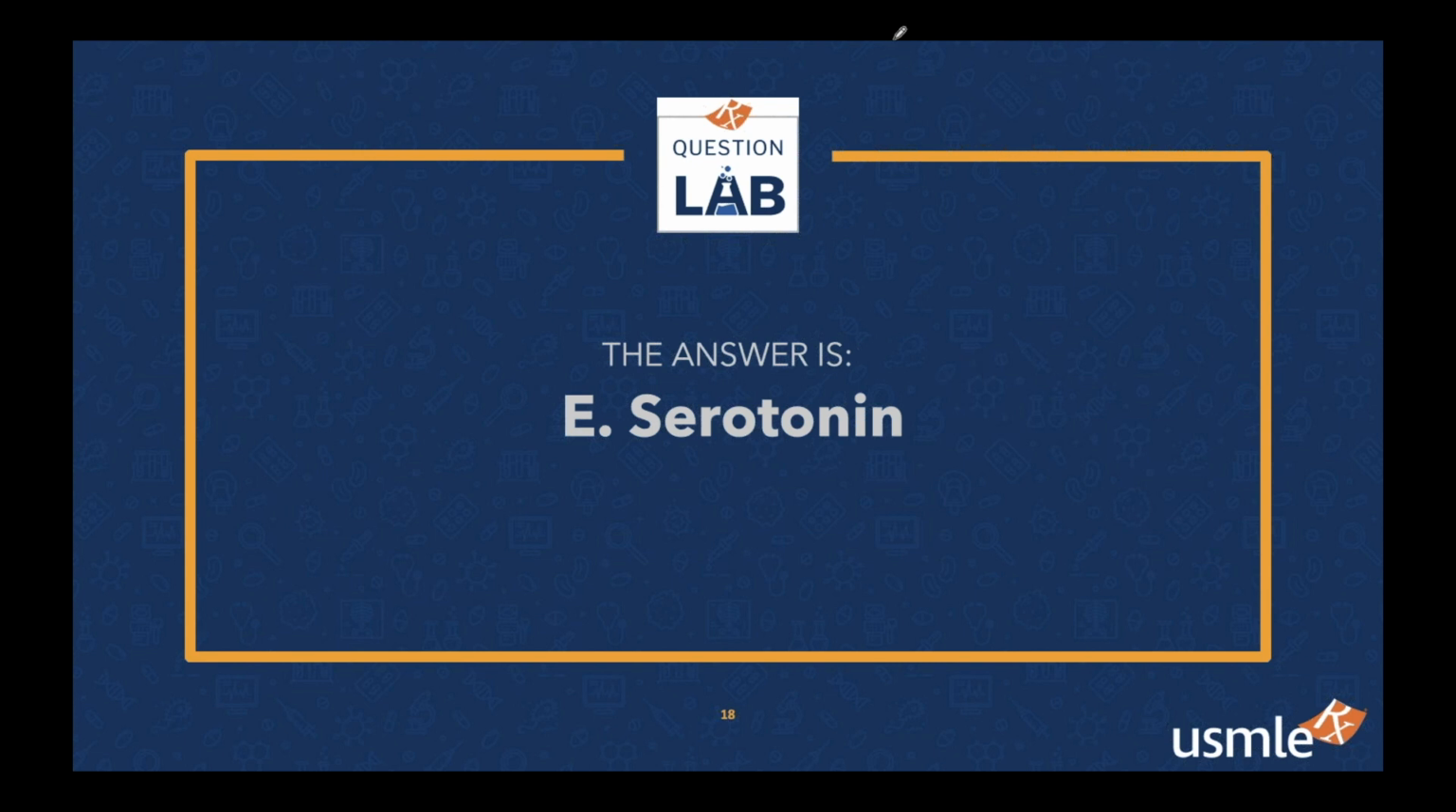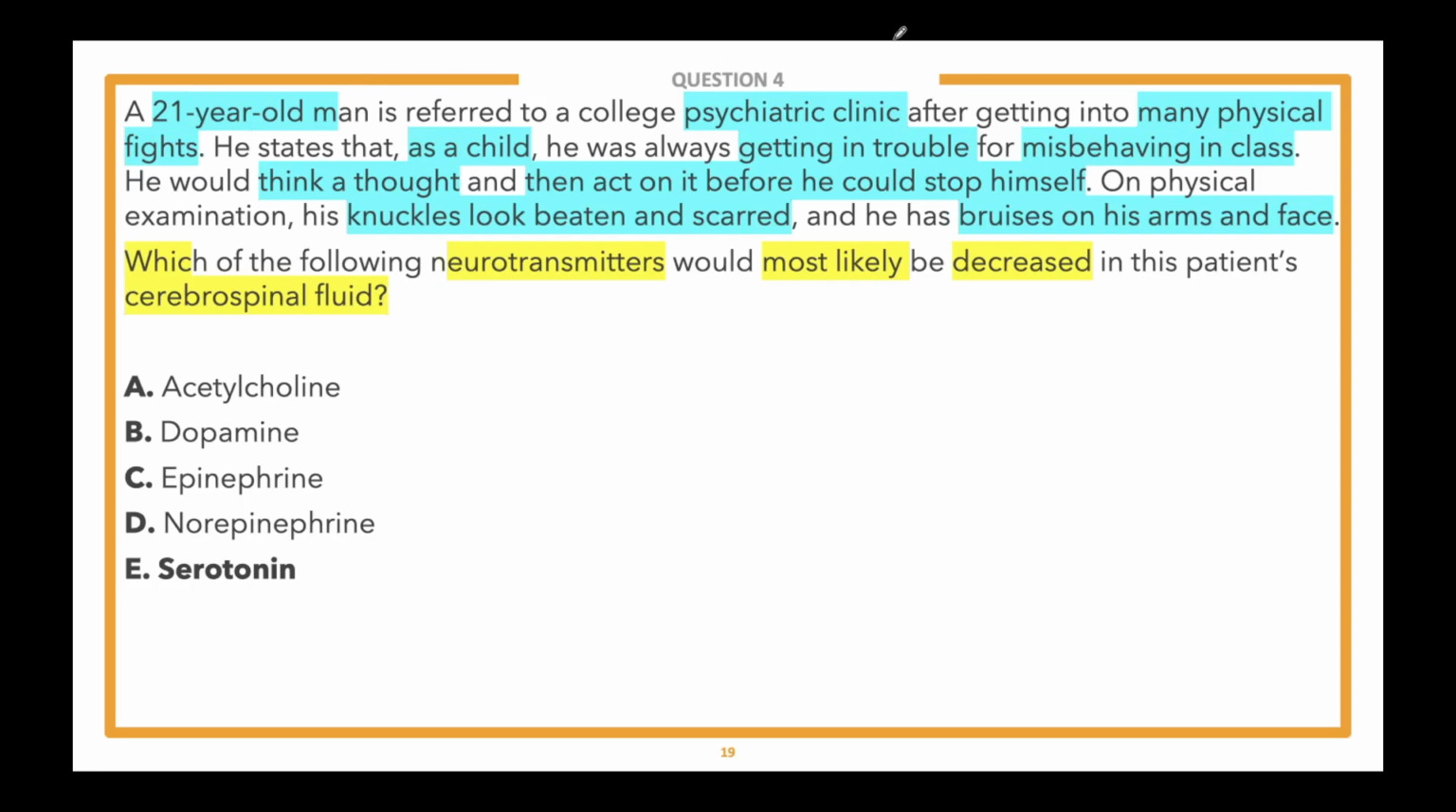Thank you, Sean. Yes, definitely another tough question. So we have a patient here who has been violent and has been what I would call impulsive, acting on something before stopping himself. So what are we getting at here? Well, which neurotransmitter is likely decreased in this patient who is impulsive and repeatedly violent?